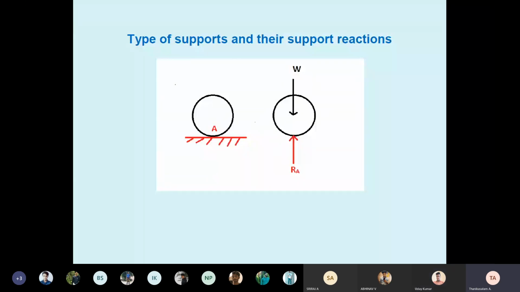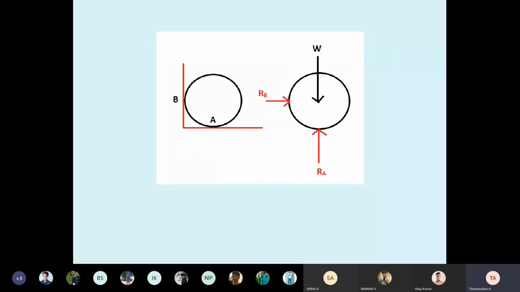Okay, this is also one of the supports. Surface is also a support here. Now in this one, the ball is supported both vertically and horizontally. B is the vertical wall, and A is the horizontal floor. Therefore, as per Newton's law, we apply reactions. At point A, the reaction is vertical upward. At point B, the reaction is towards the right side, because the ball is in contact at left and bottom.